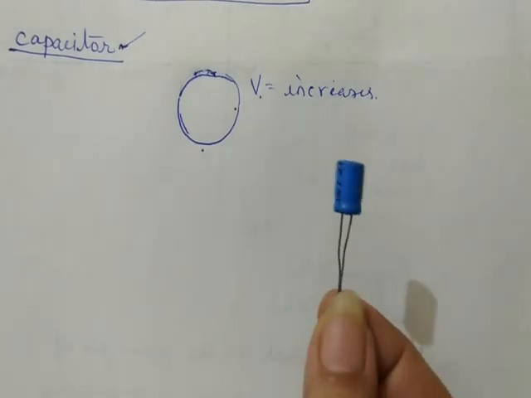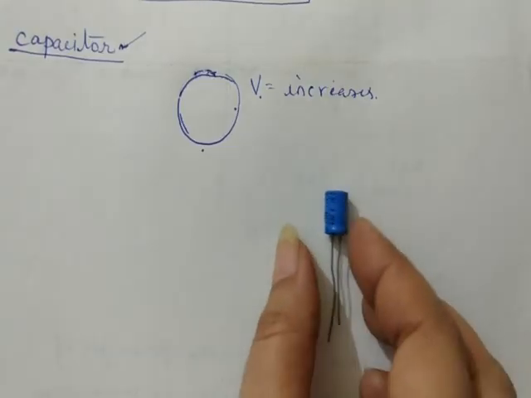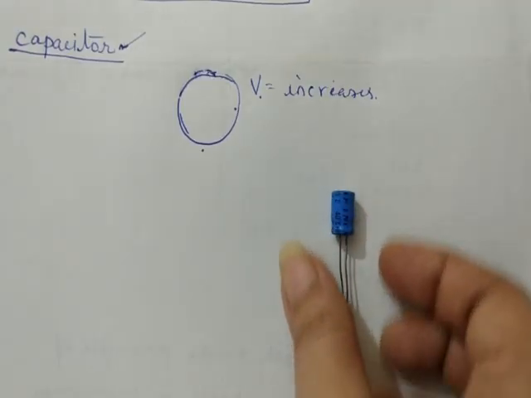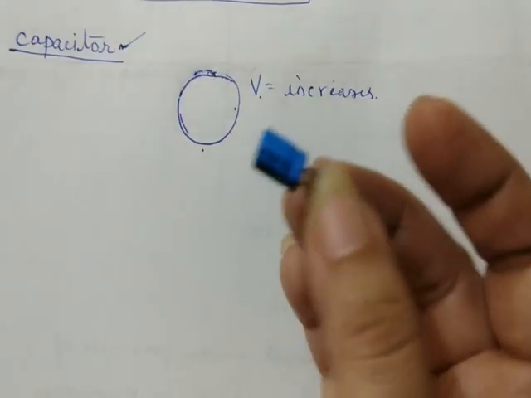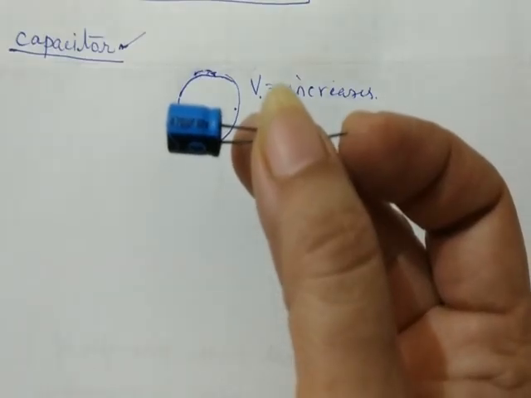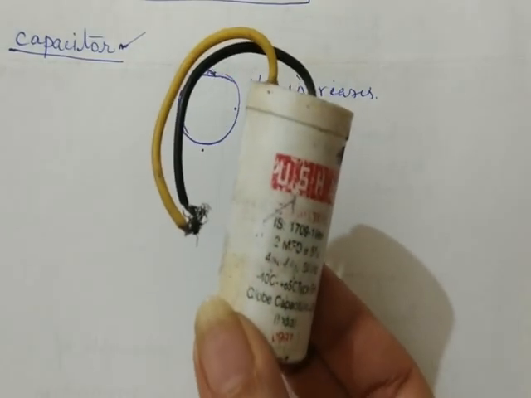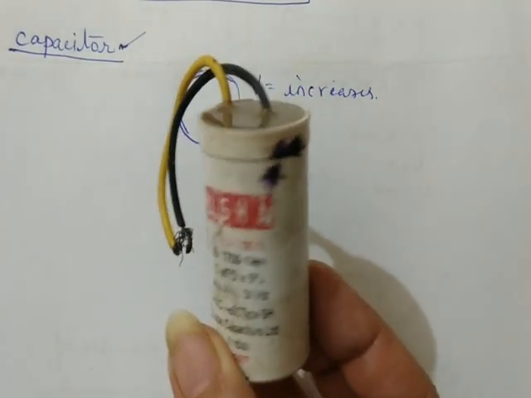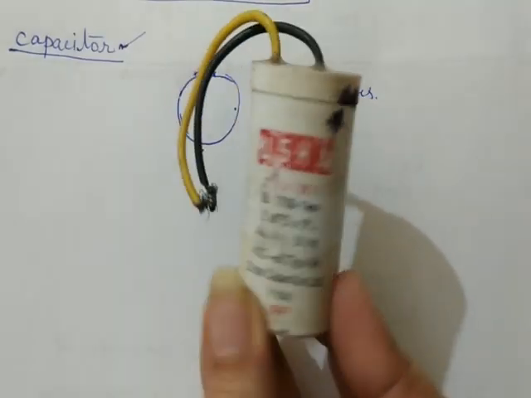Another capacitor, a small capacitor, is smaller in size, but its capacity is more. This is of 470 microfarad. This type of capacitor is used in fans. This one is bigger in size, and this is used in fans.